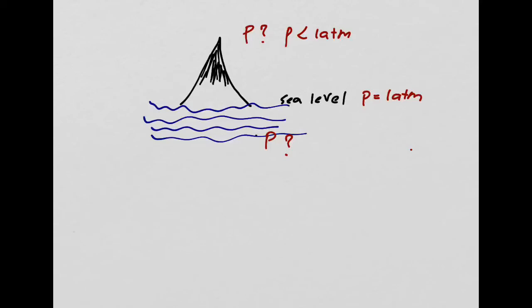Now, on the opposite, when you go swimming, there's a lot of pressure on you. There are a lot of gases dissolved in water. So the pressure below the sea is actually more than 1 atm. A lot of pressure is being exerted on you.